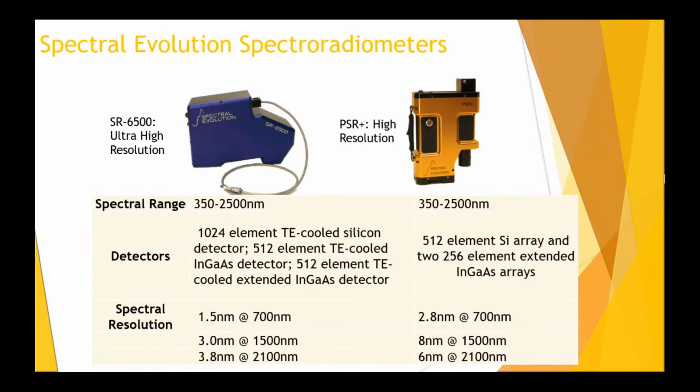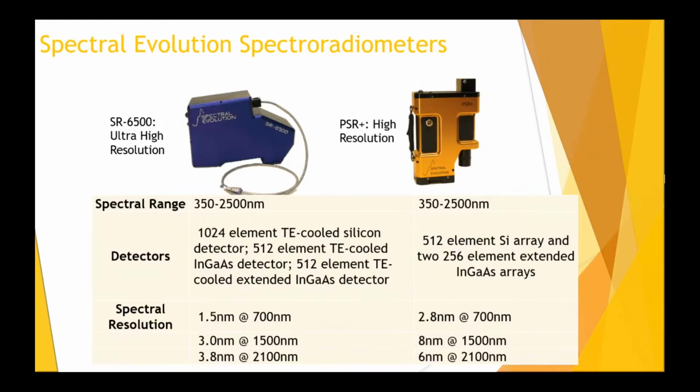These are both field and lab portable instruments. The one on the right is what we consider the PSR Plus, which is what I'll classify here as the high resolution instrument, which we manufacture, both of these in Haverhill. The PSR Plus has some specific features that are a little different than the SR-6500, which allows it to be a little bit more field friendly, but the 6500 is easily as operational in the field as the PSR Plus is.